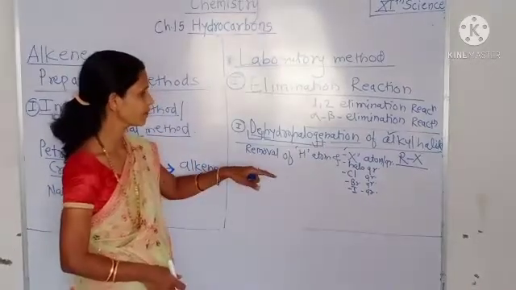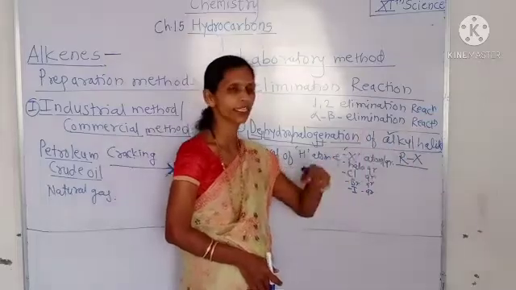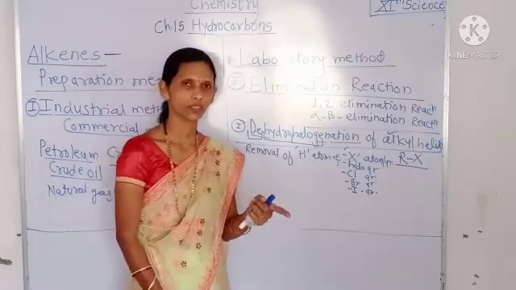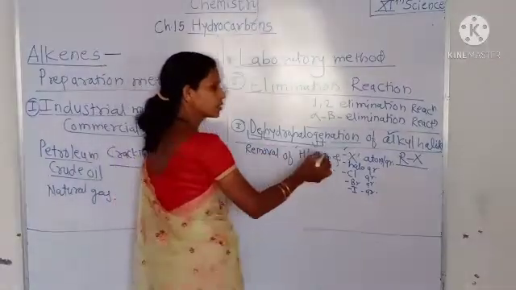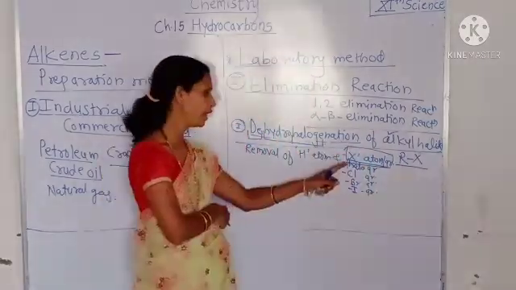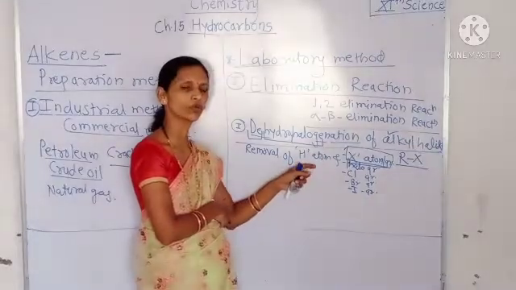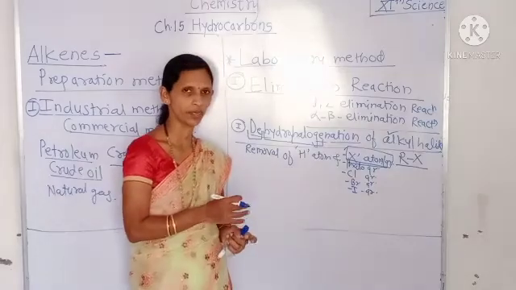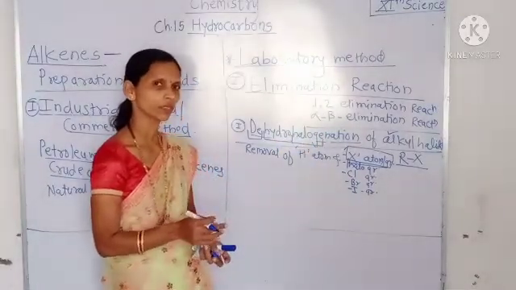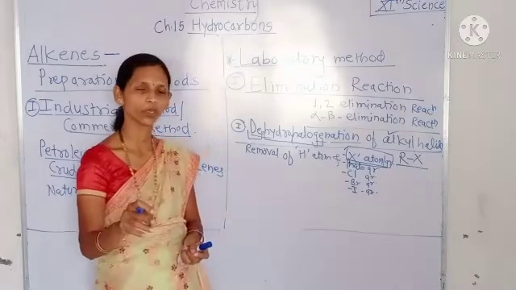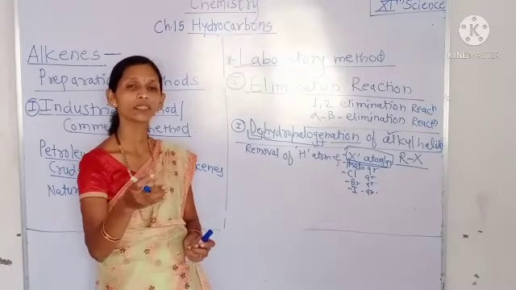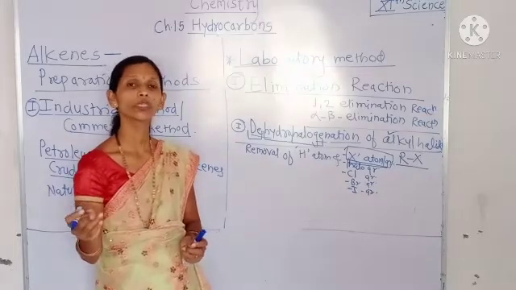That means, see here, when dehydrohalogenation of alkyl halide takes place, when alkyl halides are boiled with alcoholic KOH, not the aqueous KOH, the X group, that is the halo group of the alpha carbon atom, and a hydrogen atom of the adjacent carbon atom, that is the beta carbon atom, are removed from the alkyl halide to give alkenes.